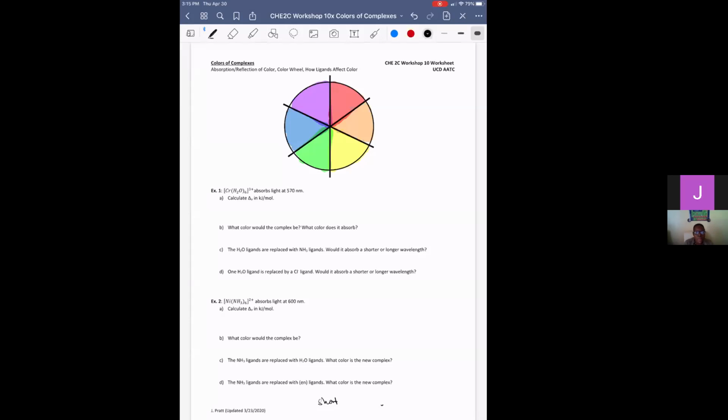So in today's workshop 10, we'll be looking at colors of coordination complexes. We'll be doing a few calculations and looking at the color wheel and how ligands affect color.